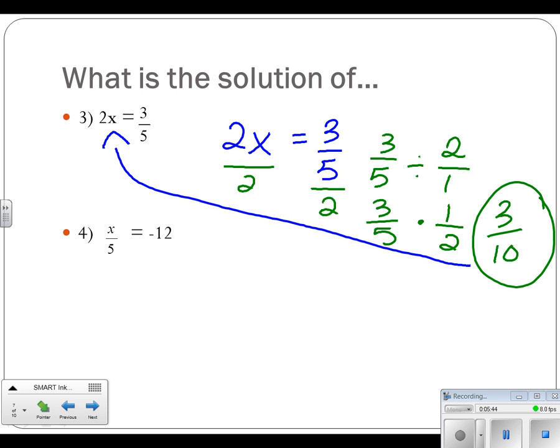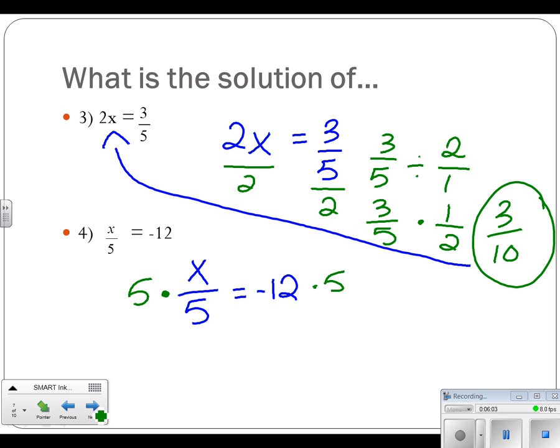Number 4, x divided by 5 is the same as -12. So we want to undo the division of 5 to get that x isolated. The inverse operation of division is multiplication. We're going to multiply by 5. Whatever we do to one side, we do to the other.